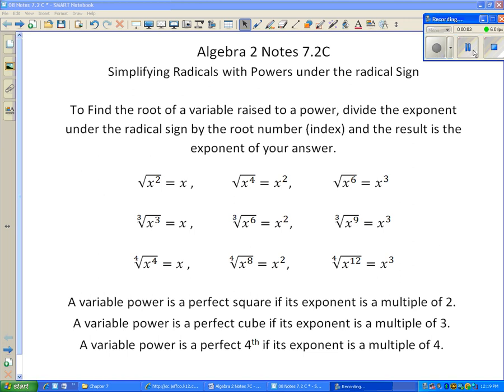So today is the last day that we're going to be working on Chapter 7, Section 2. We'll be moving on to Section 3 tomorrow. So, simplifying radicals with powers under the radical sign.